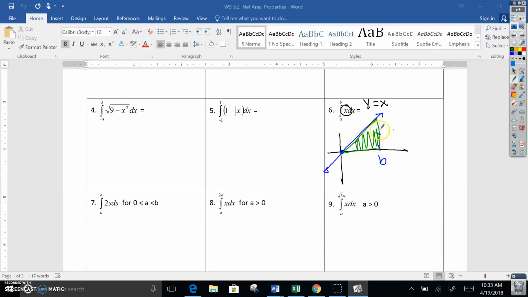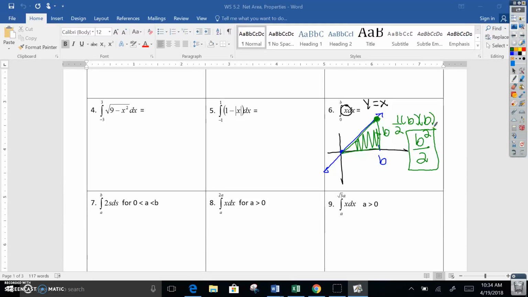So to find this answer is just 1/2 base times height. So 1/2 base, well, the base is just going to be the distance from 0 to b, so that's b. And the height, well, it's dependent on the function. So if I plug in b, I get y equals b. So this is actually b as well. So I get b squared over 2. Now, there's no way to simplify that further, but I have found the area in terms of b.